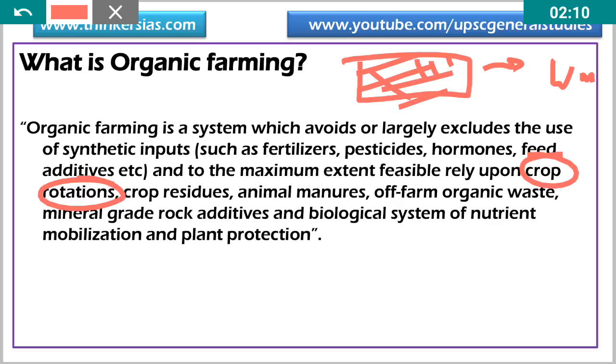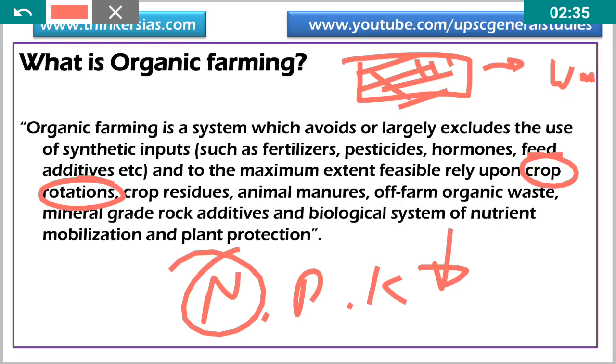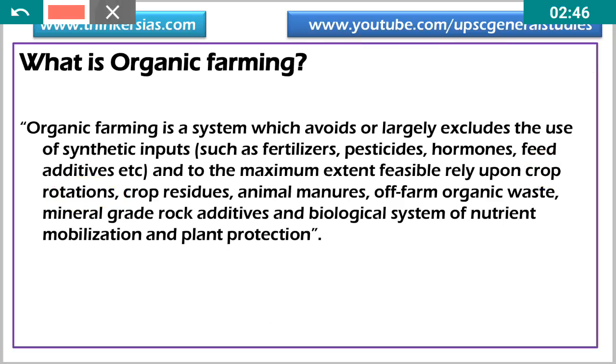Crop residues are an important source of organic manures, along with animal manures and mineral grade rock additives. Minerals are an important source of fertilizers. For example, rock phosphate can be used as a source of phosphorus. And biological systems of nutrient mobilization: biofertilizers are used to make plant nutrients, for example nitrogen, phosphorus, and potassium, available to the plants. Nitrogen fixing bacteria like rhizobium, azotobacter, and azospirillum can be used in organic farming to make nutrients available to the plants in an organic way. That is the definition of organic farming.